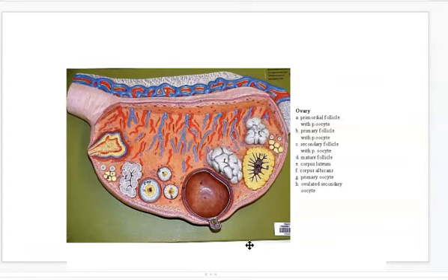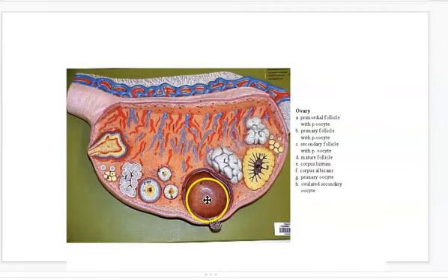Okay. Now remember, this secondary oocyte is released. If it is fertilized, it will go through meiosis 2 and become an ovum. So after a sperm fertilizes it, it will finish meiosis 2 and become an ovum. So in these follicles, primordial, primary, secondary, you have primary oocytes.